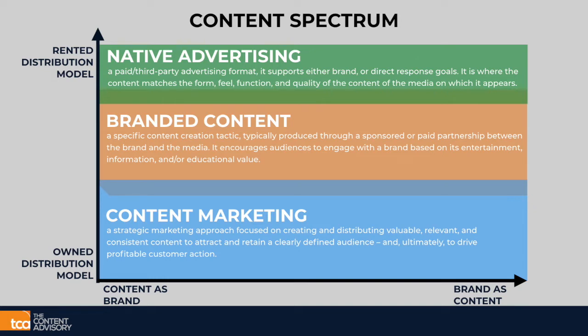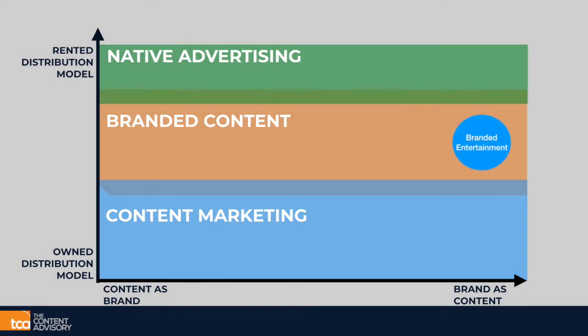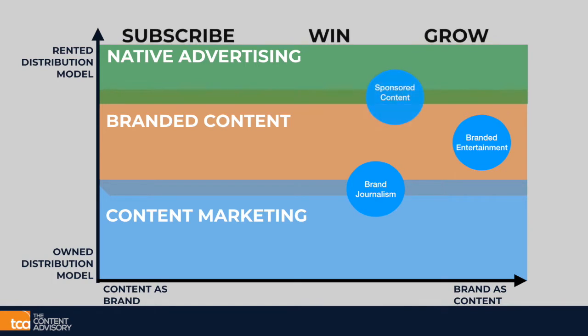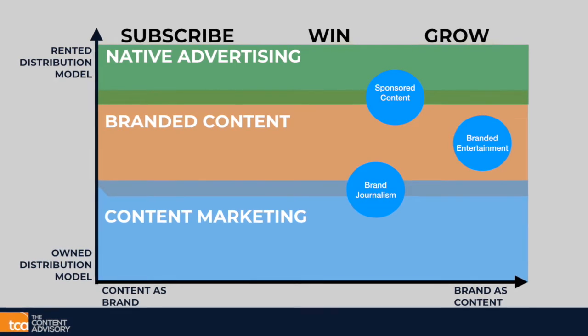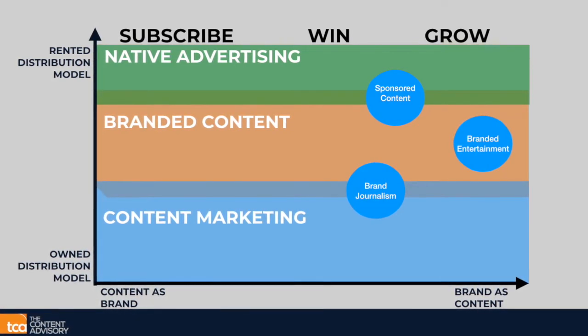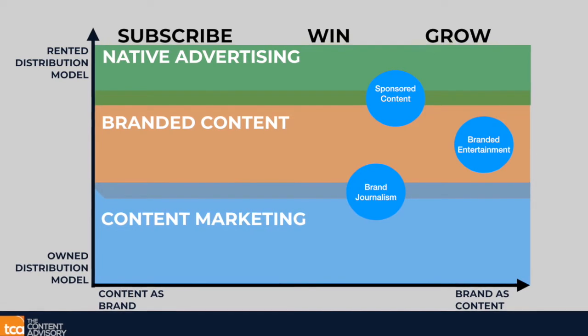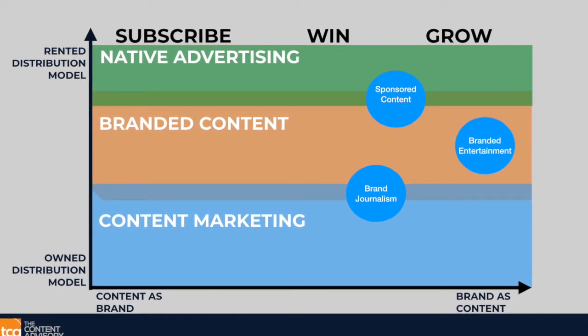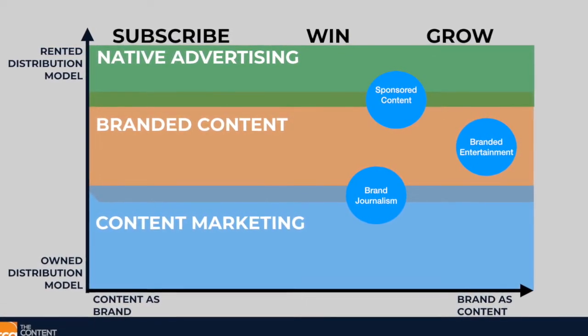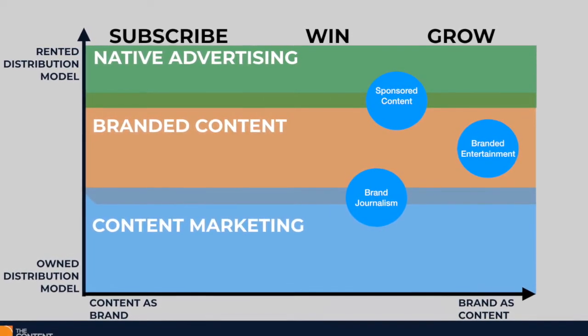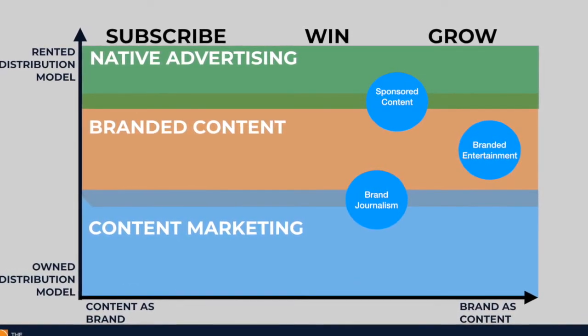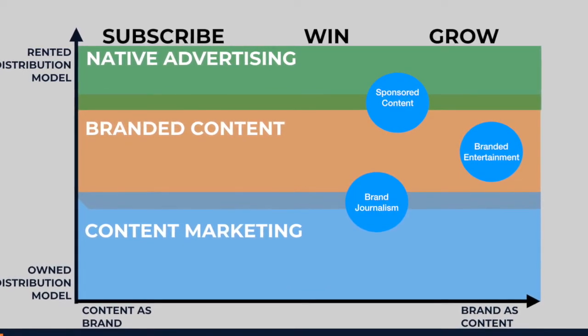Now, of course, there are other terms we're not covering here. Branded entertainment, well, we might place that in the branded content category. There is brand journalism, and that might actually fall into the overlap of branded content and content marketing. There's also sponsored content, which we would place right in the overlap of branded content and native advertising. And of course, there's custom content, which is, as the name implies, custom created content. So basically, it could be considered an outsourced version of any of the three approaches. What we end up with here is a stacked spectrum of strategic content approaches for marketing and communication purposes.